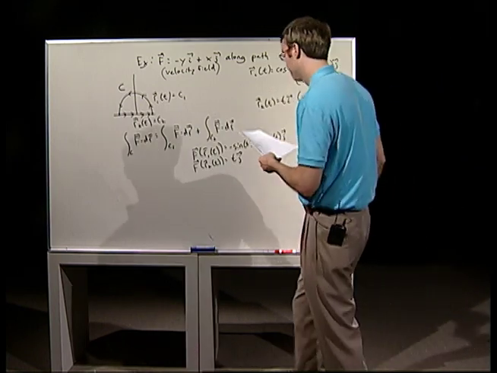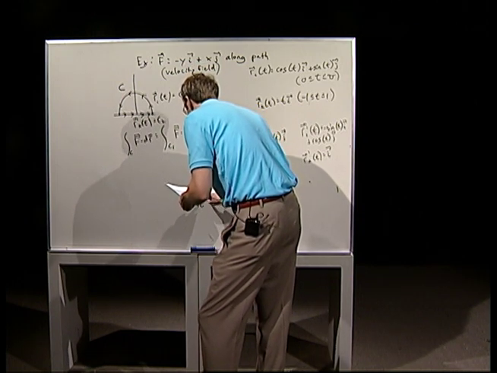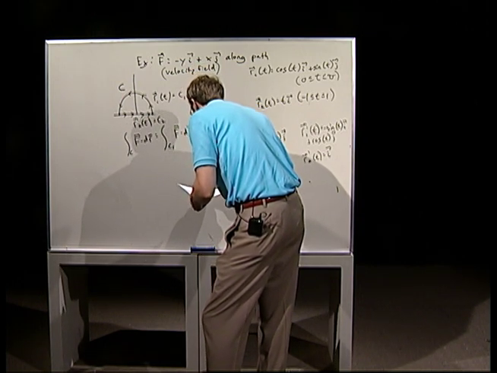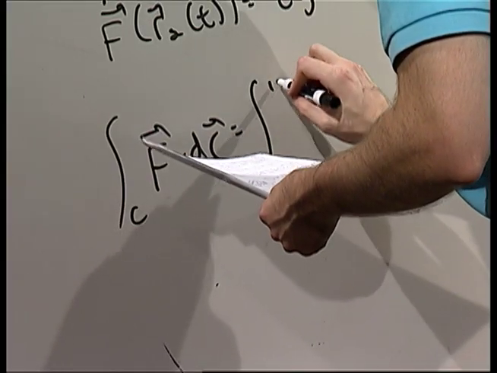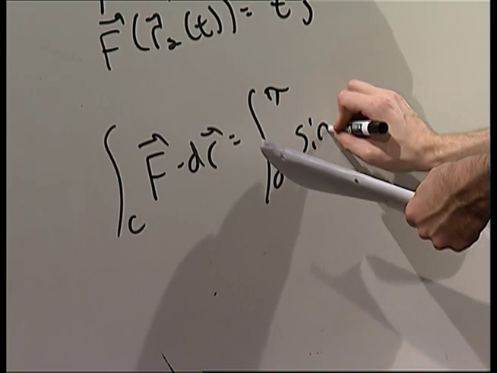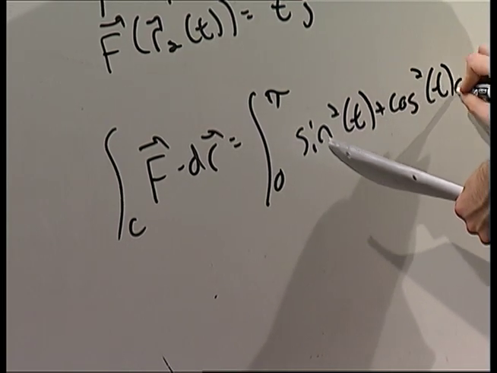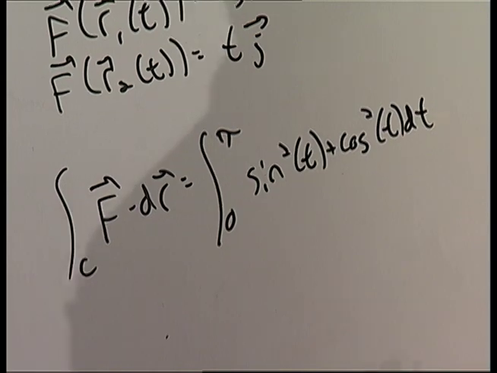So do I have room to do this down here? I think so. This line integral is in two pieces. The first piece is 0 to pi. The dot product here gives sine squared plus cosine squared, sine squared plus cosine squared t dt. We know that's just 1.